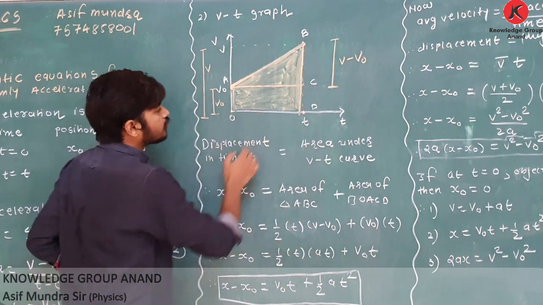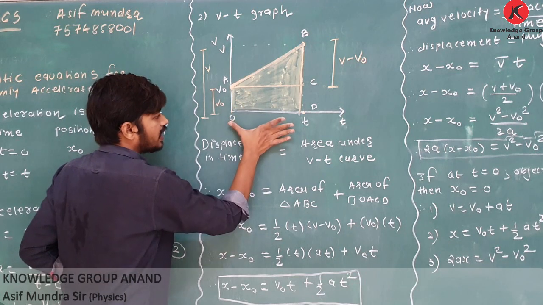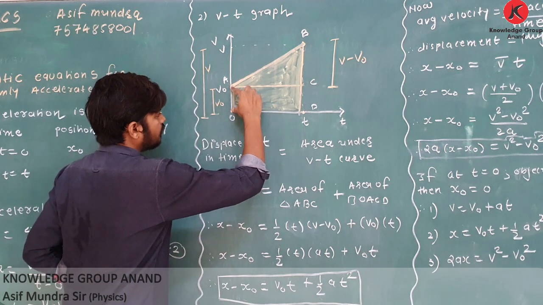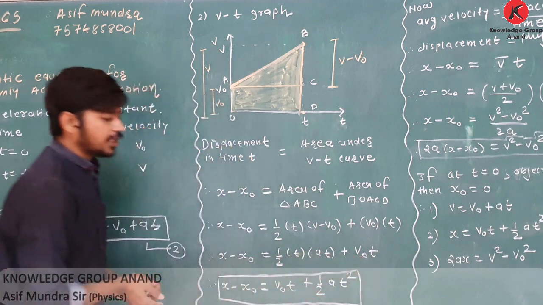Plus, what is the area of this rectangle? See, this side is v0 and this side is t. Again, this side v0 and this side is t. So it is v0 t.